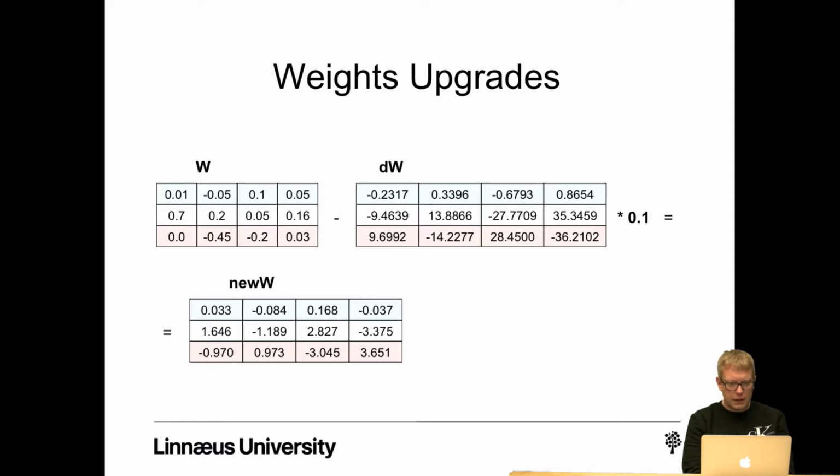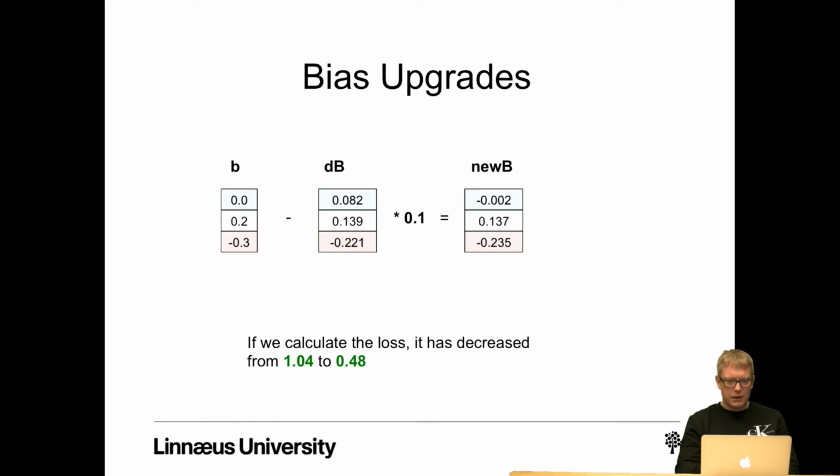So the first element in the new set of weights is the first element of w, 0.01, minus the first value in the gradients matrix, minus 0.2317 multiplied by 0.1, and we get a new value 0.033. That's the updated weights. And the bias is upgraded in the same way. So we have a bias, the old biases minus the dB, the change in biases, multiplied by a learning rate, and we get a new set of bias values.